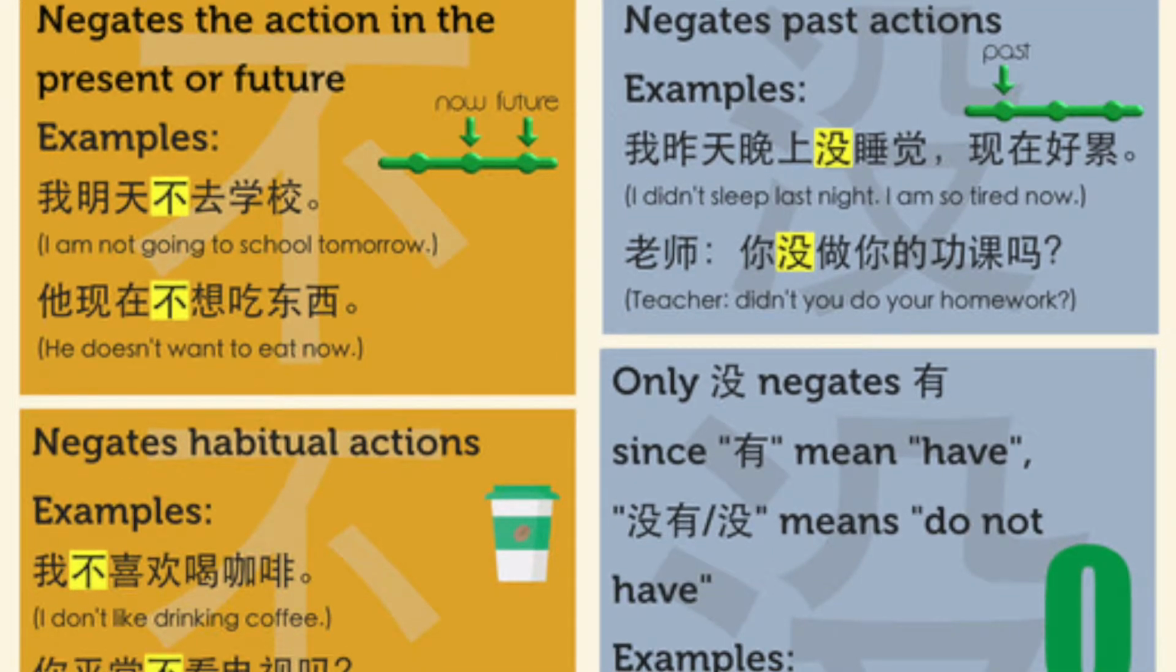The character 不 negates the action in the present or future. For example, 我明天不去学校. I am not going to school tomorrow. 他现在不想吃东西. He doesn't want to eat now.